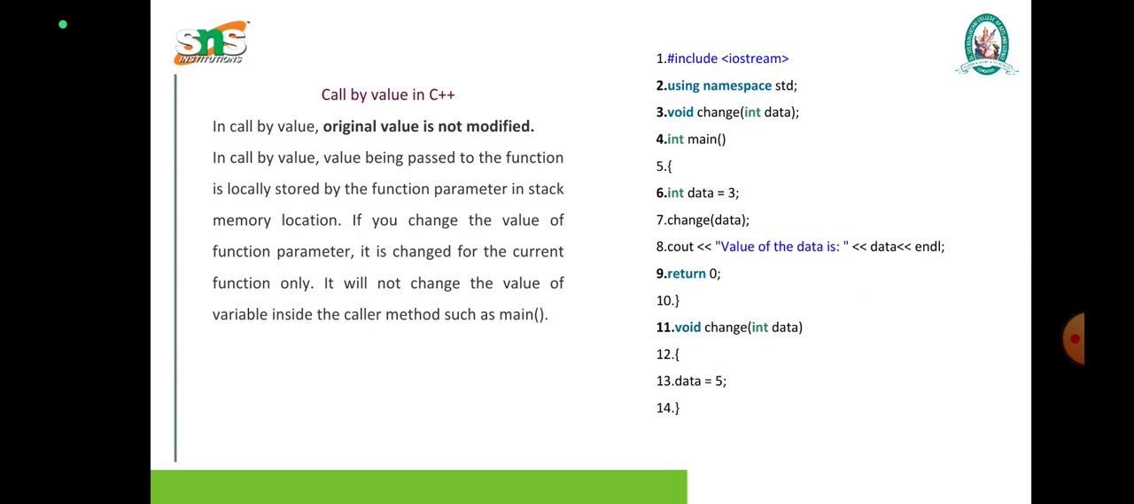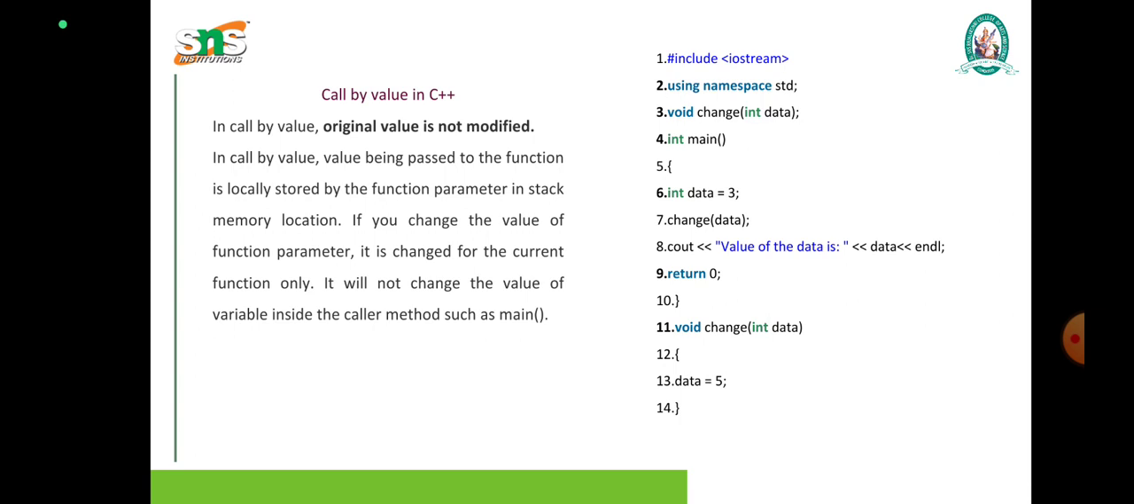Here is the example program: #include <iostream>, which is a header file, using namespace std, void change(int data). This is the function name we are giving. Function declaration is done here. Void change is the function we have given. Int main, here the program execution starts, open brace. Now we declare a variable, int data = 3. Here we are calling the function, change(data). Change is the function name, and the argument is data. Then cout, the value of data is, data. That is the statement to print, so we give cout. The return value is 0 because main is an integer function. So we give return 0 and close the bracket.